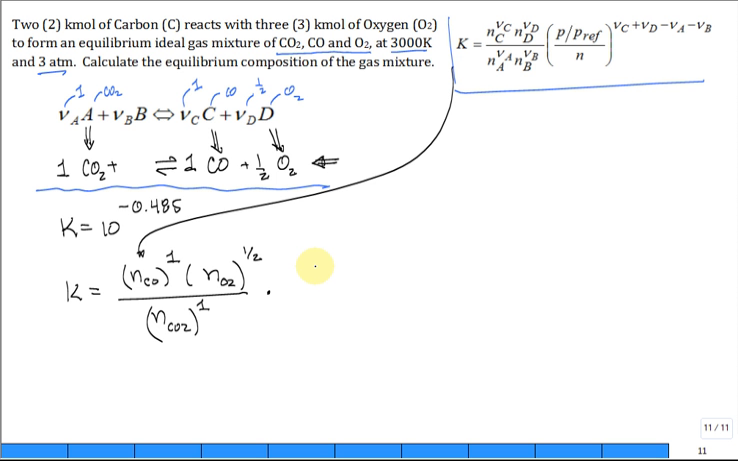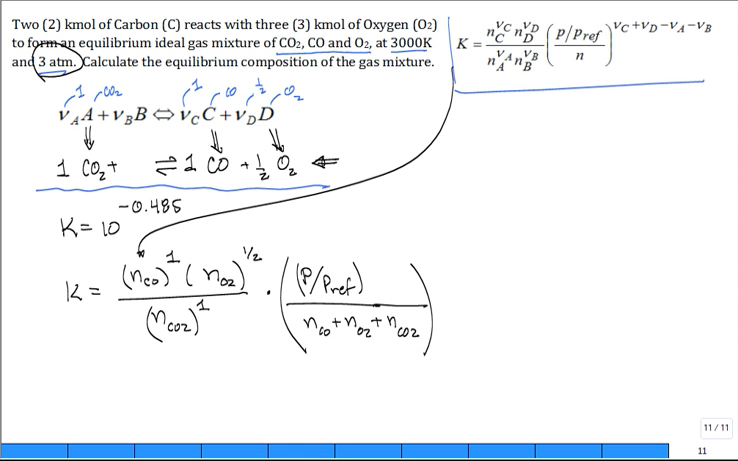Then you're going to multiply by the actual pressure, 3 atm, divided by the reference pressure, 1 atm, divided by the total number of moles present. That's the number of moles of carbon monoxide, diatomic oxygen, and carbon dioxide in equilibrium. That's N total, so you sum them all up. And then it's raised to the power of nu sub C, which is 1, plus nu sub D, 1/2, minus nu sub A, minus 0.